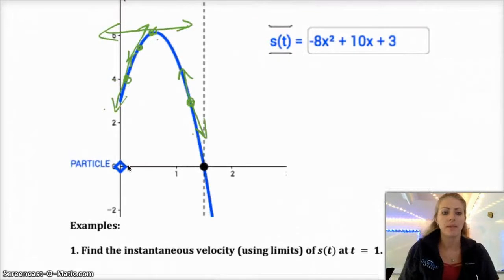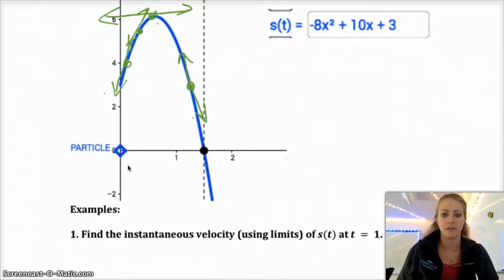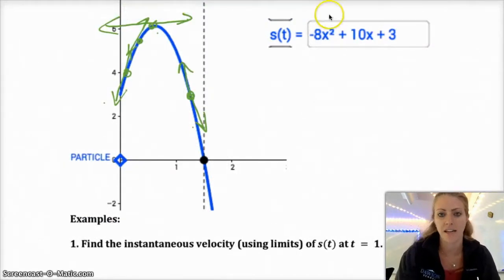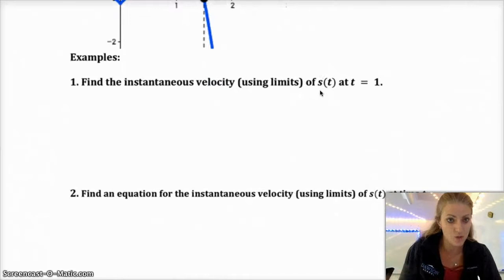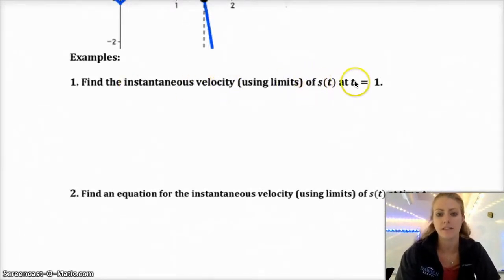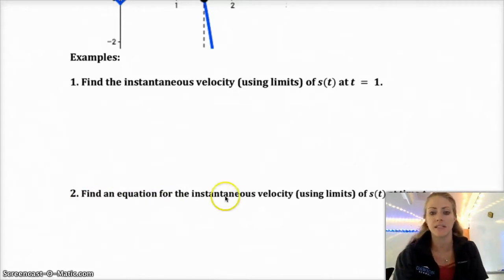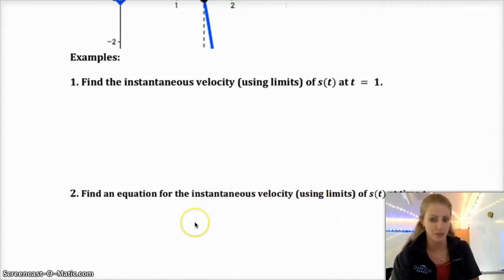So, okay, here are 2 examples. I'm using this function: s of t is negative 8x squared plus 10x plus 3. Go ahead and try to find the instantaneous velocity using limits of s of t at t equals 1. And then do the same, but find an equation for all of the instantaneous velocities on that function. So again, this is going to be with limits as well.